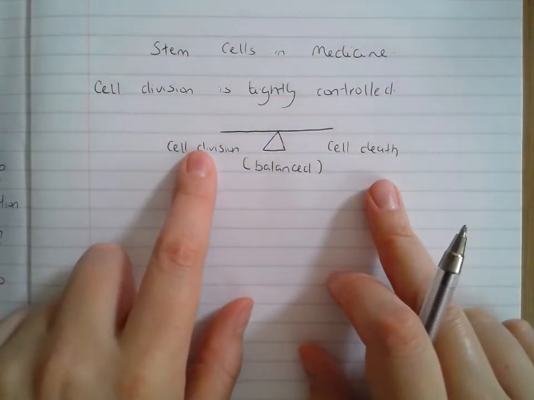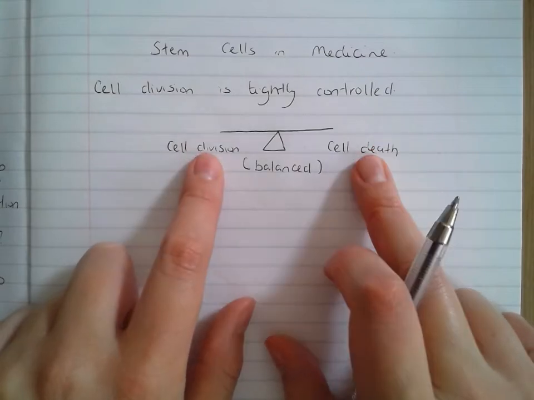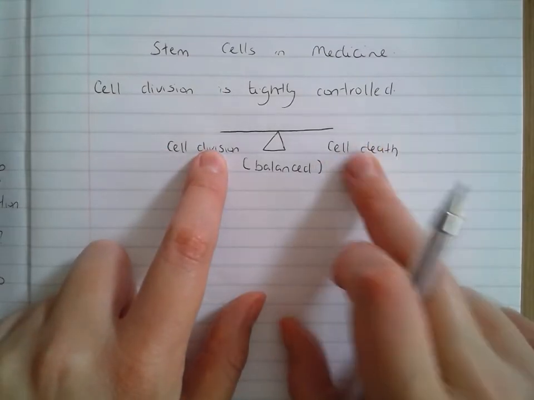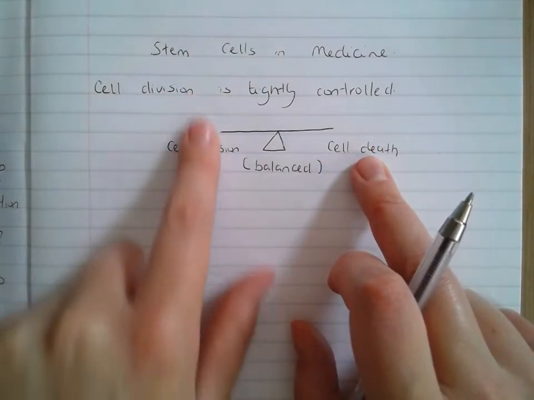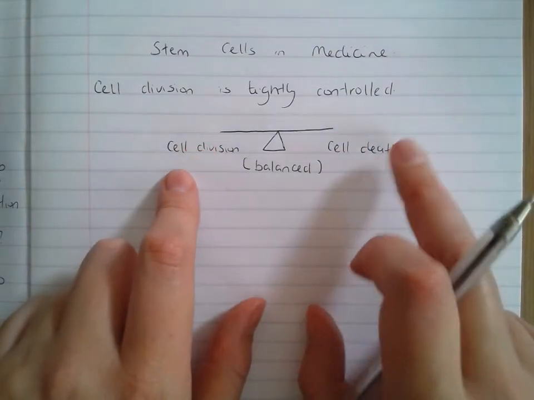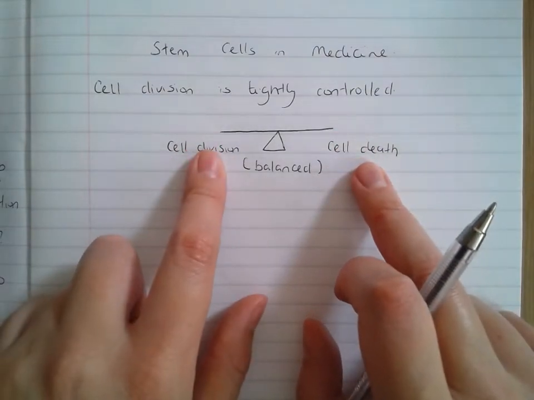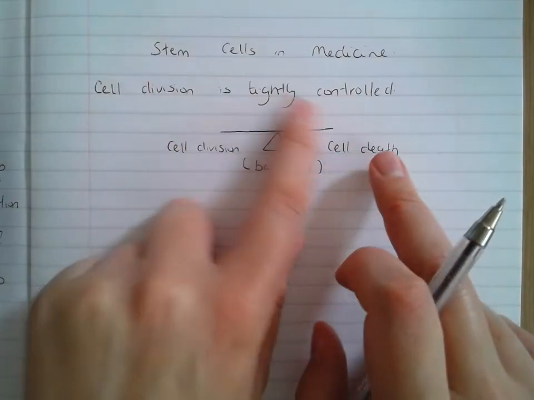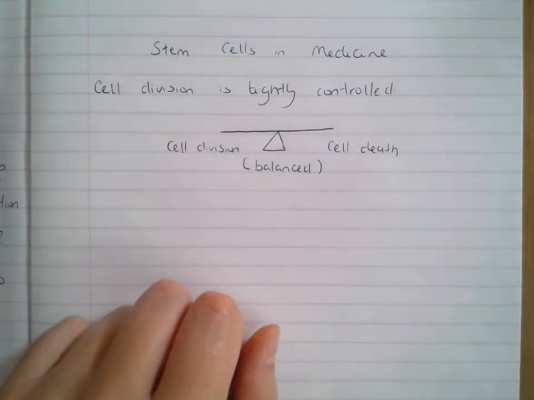Okay, so you want your cells to grow, but your cells should also die. Your cells should be growing to replace the cells that have died. You don't want them growing if no cells are dying, and then similarly, you don't want the cells dying if no new cells are going to grow and replace them. Okay, so you need this process tightly controlled. You want it to be balanced.